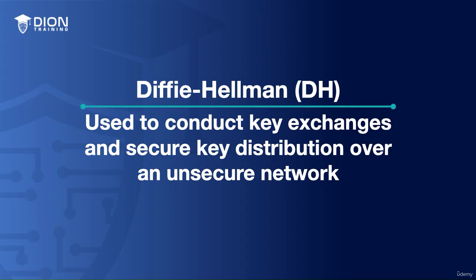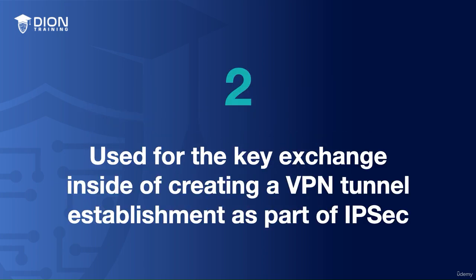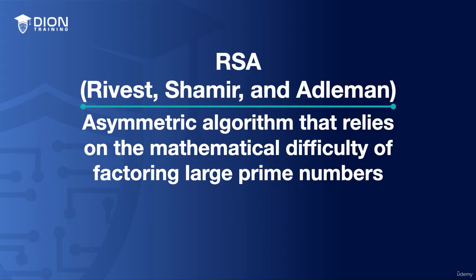Now, whenever you see Diffie-Hellman, I want you to remember two main things. First, this is considered to be an asymmetric algorithm, and second, it's going to be used for key exchange inside of creating VPN tunnel establishment as part of IPsec, or to be able to do a key exchange of any kind over the internet. Second, we have RSA.